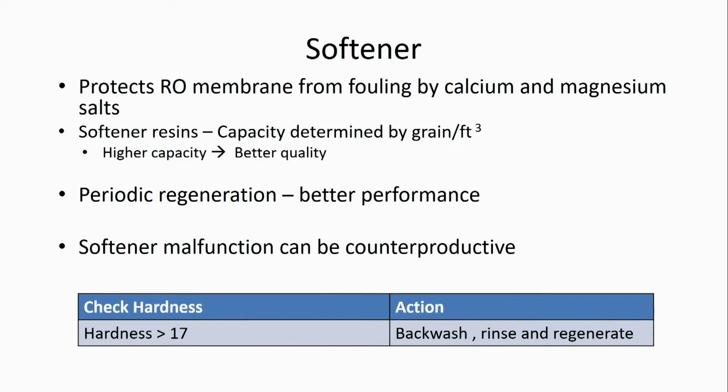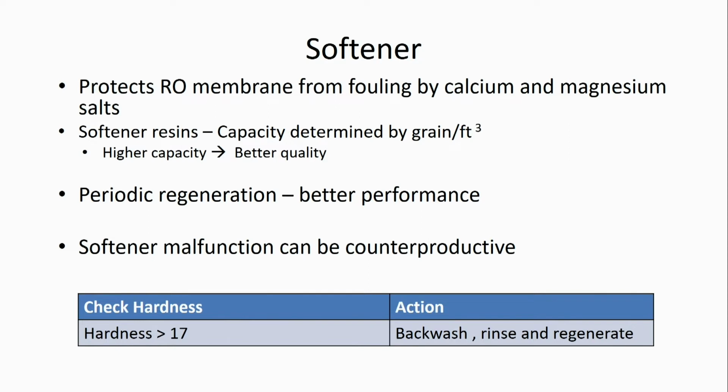The softener. Softener protects RO membrane from fouling by calcium and magnesium salts. The capacity of softener resins is determined by grains they can absorb per cubic feet. So higher the capacity of adsorption, better the quality of softener resins. To keep this quality intact, we have to do periodic regeneration of the softeners.